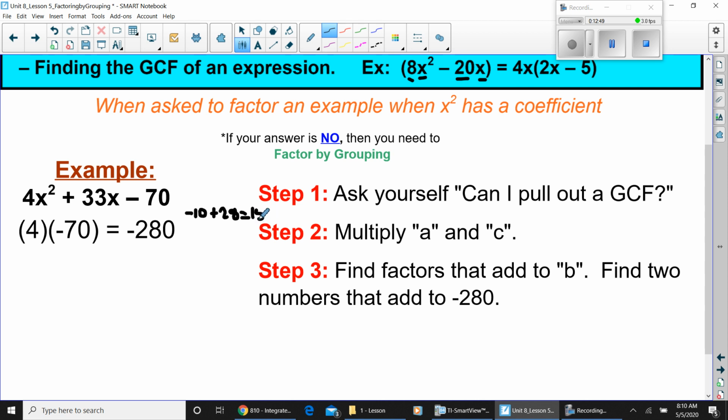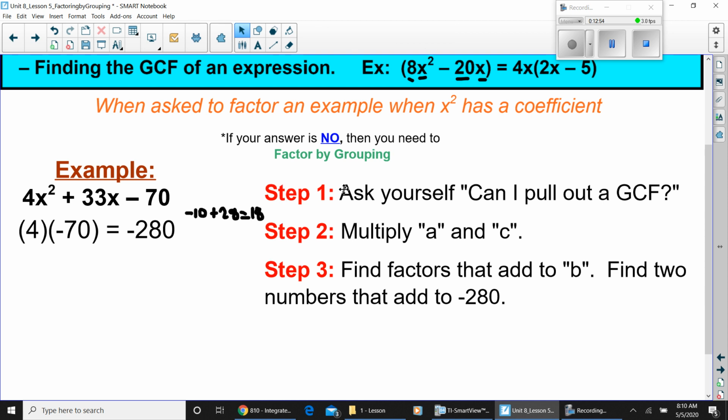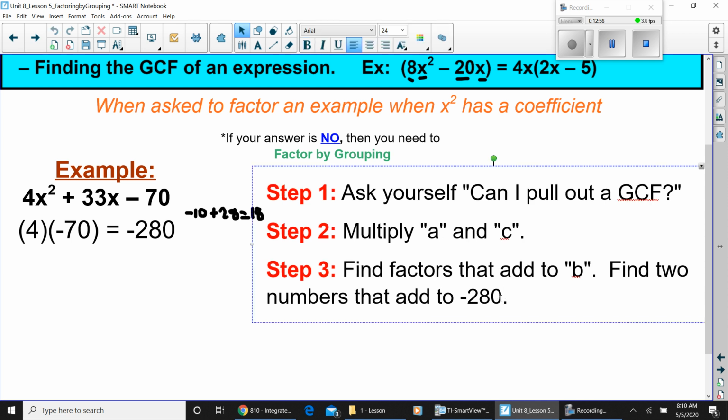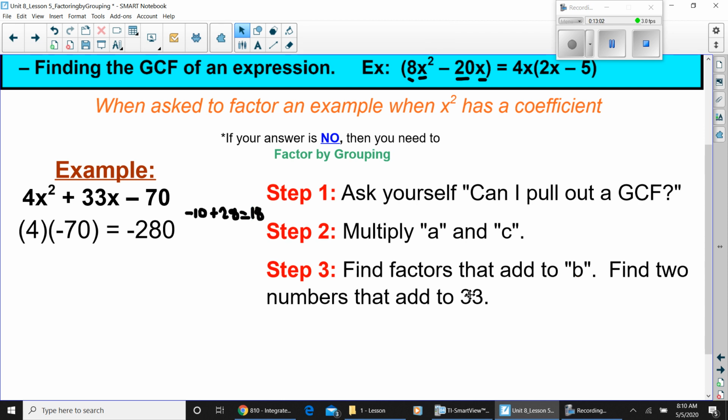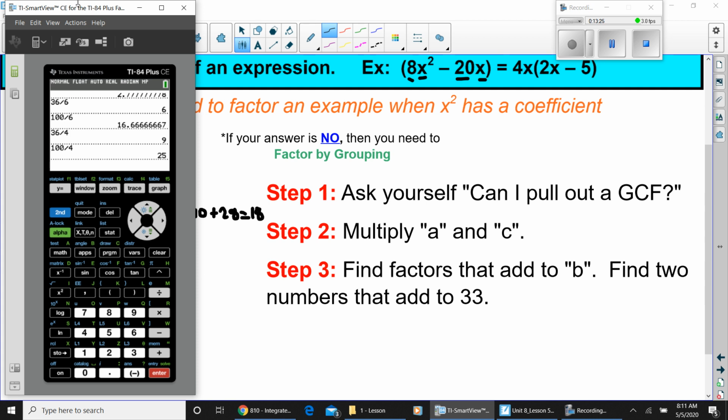So that's not going to work. Remember, I have to have a positive 33. Sorry, that adds to 33. So you're looking for numbers that add to 33 in this case. So negative 10 plus 28 will not work. So I'm going to move on to the next 2 numbers. And I'm going to go to, I think, let's see. You're definitely going to need your calculator for this.